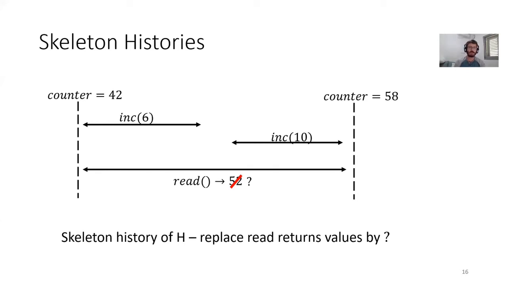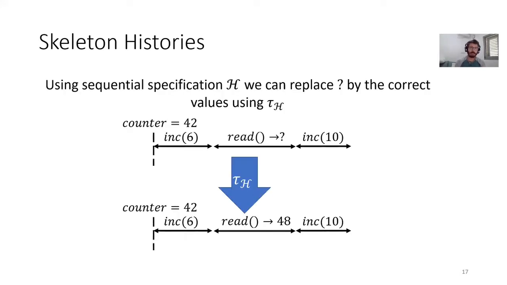But from skeleton histories, we need some way to go back to real histories, or something we can work with. To do that, we define the operator tau, which together with a sequential specification, we replace these question marks with the correct values that would be returned in the sequential specification. So in the sequential example, the counter begins at 42, increment 6, and read returns question mark. Well, what does it return? Let's apply tau using the sequential specification, and the read will return 48, which is 42 incremented by 6. So the tau operation takes any sequential skeleton history and returns a history that is in the sequential specification.